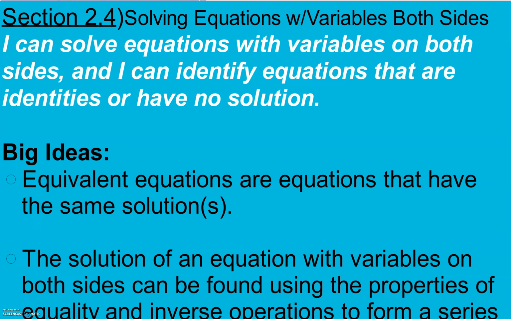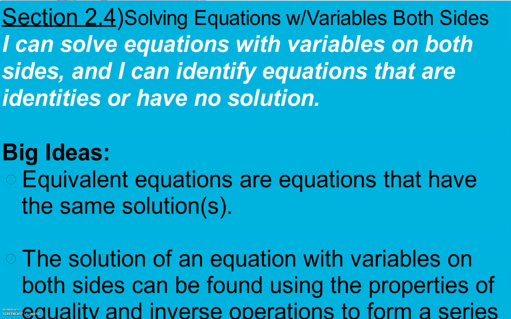Section 2.4 is solving equations with variables on both sides. I can solve equations with variables on both sides, and I can identify equations that are identities or have no solution. Big ideas here. Equivalent equations are equations that have the same solution or solutions.